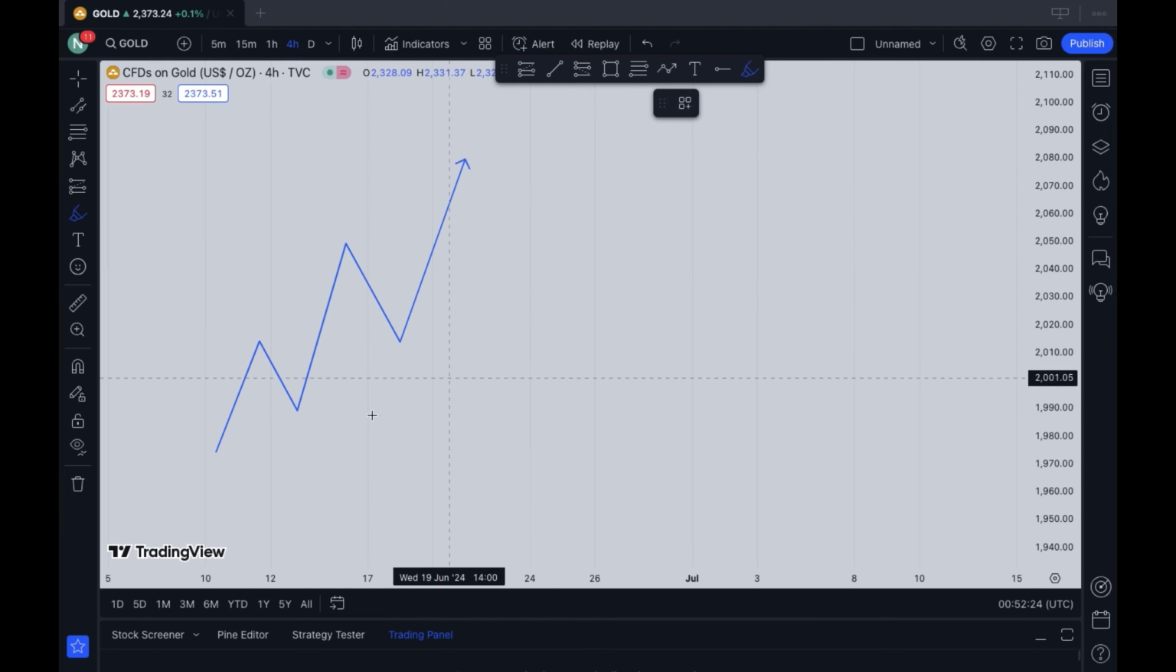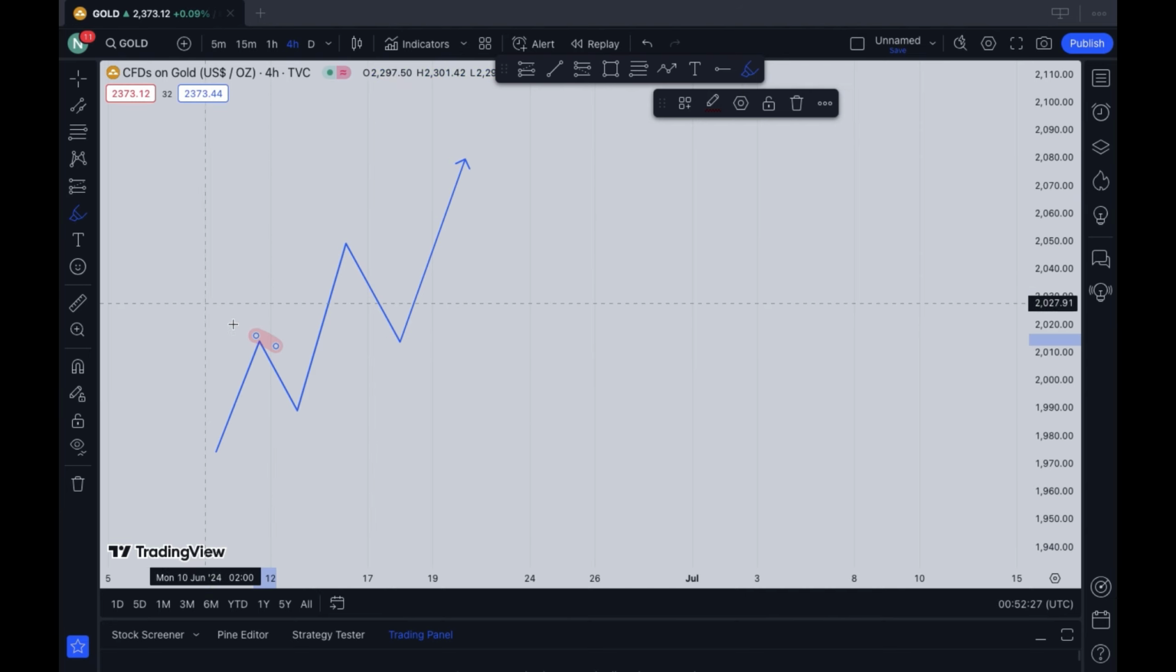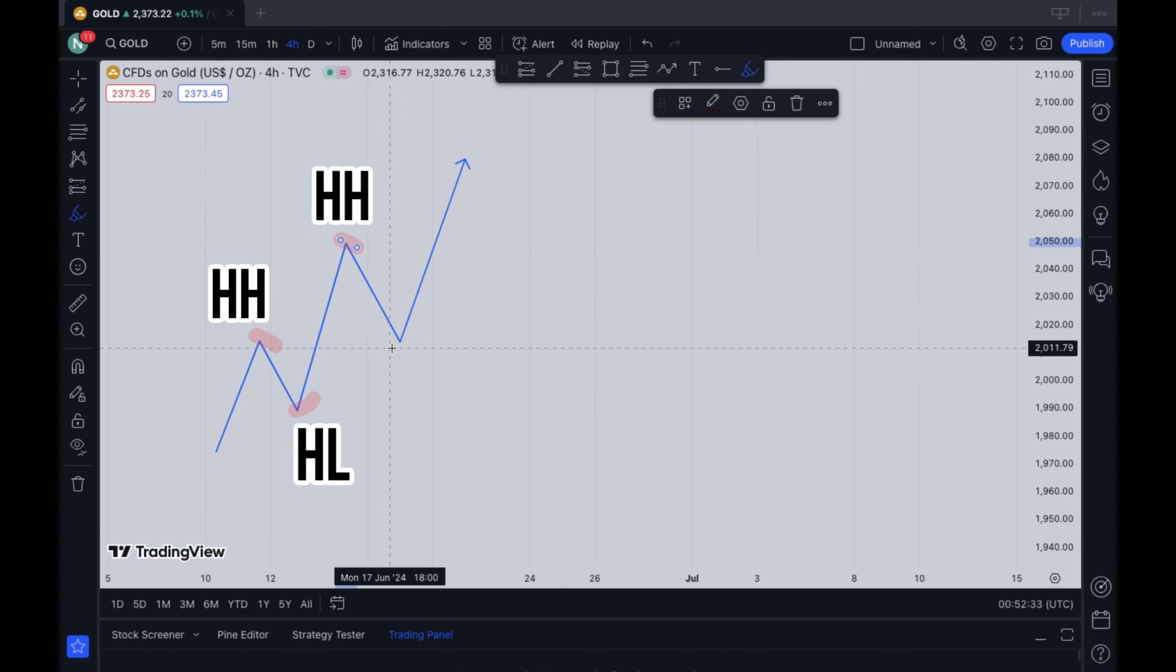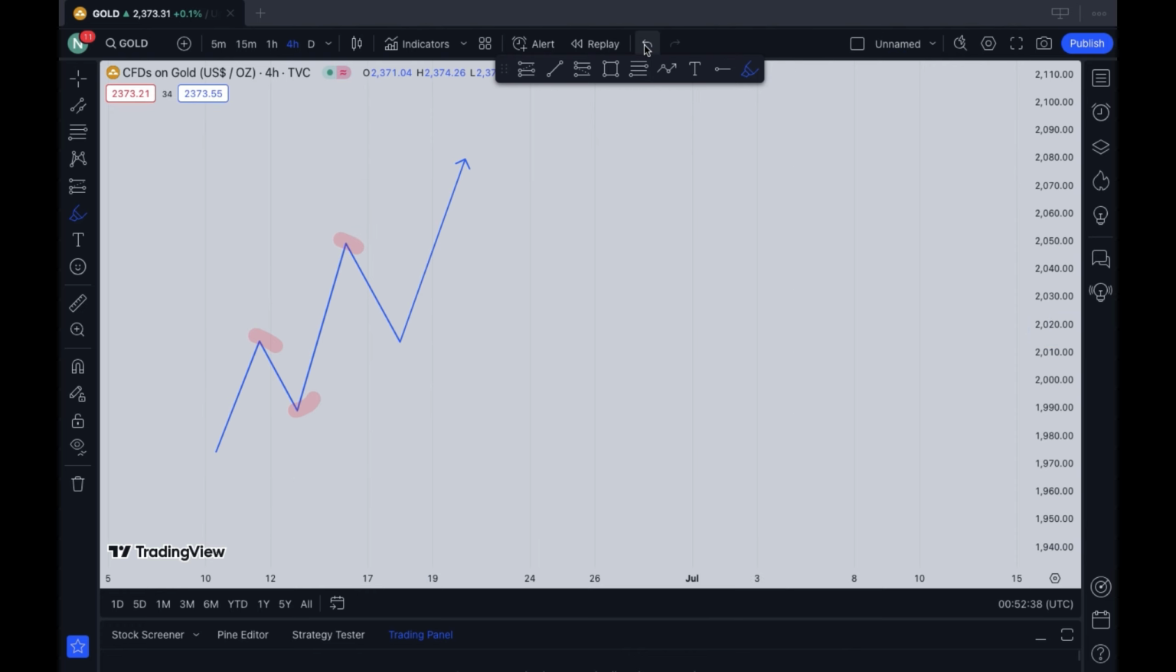Let me just mark out the points. This is a high, and then this is a higher low, and this is a higher high, and then this is a higher low. When you see this formation of price, you know that this is an uptrend. Again, this in itself is a structure, and when price breaks above this recent high, we call that a break of structure. It forms this structure right here, and then price breaks above it, and we mark that zone as a break of structure. That is the whole idea.